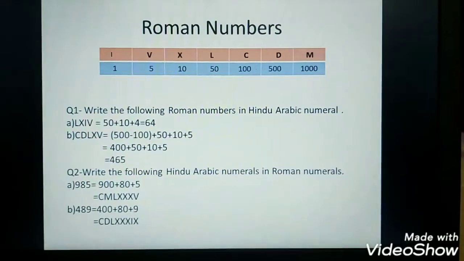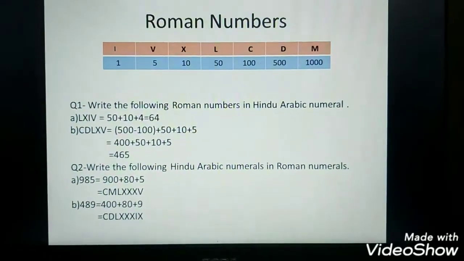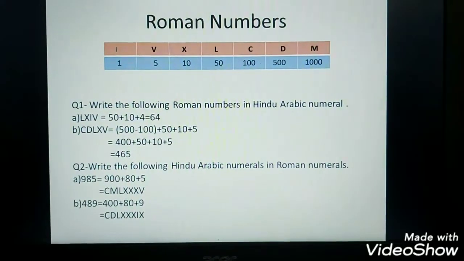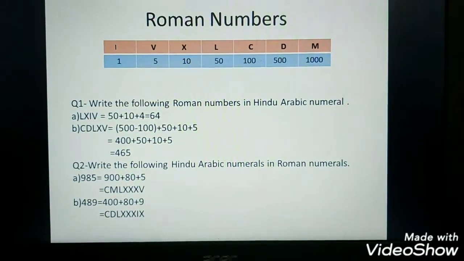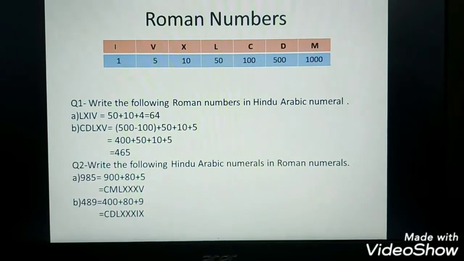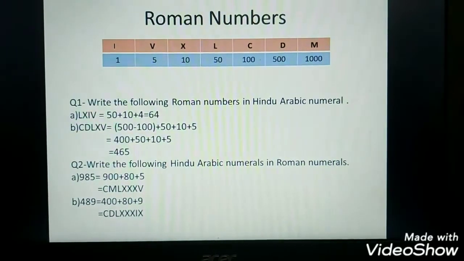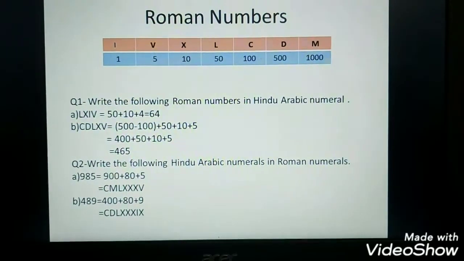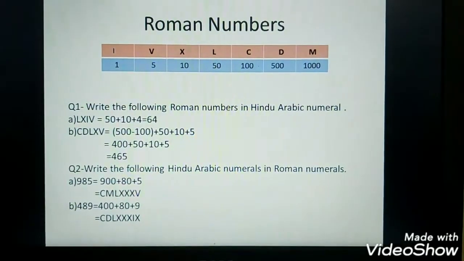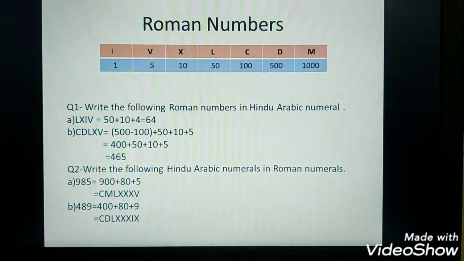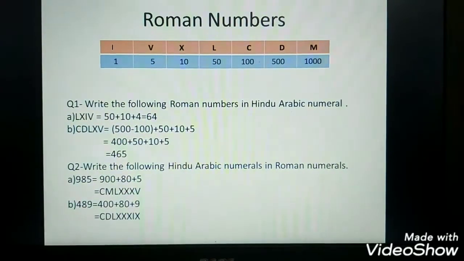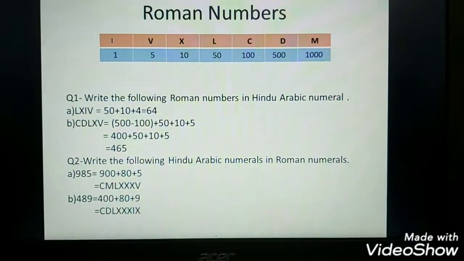Now the next topic is Roman numbers. Now we have I, V, X, L, C, D, M, and the values are: the value of I is 1, the value of V is 5, the value of X is 10, the value of L is 50, the value of C is 100, the value of D is 500, and the value of M is 1000. You all should learn the values of the Roman numbers first of all. Now the first question is write the following Roman numbers in Hindu-Arabic numerals. Now LXIV.